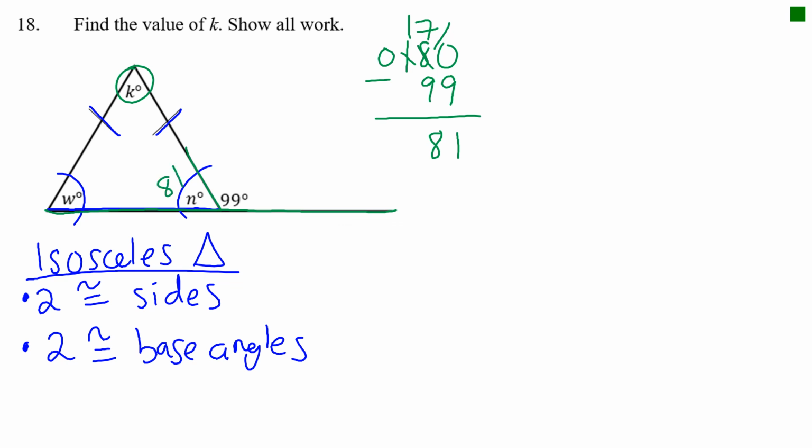However, again, this is an isosceles triangle, so both base angles have to be identical. So we go ahead and say, all right, W must be 81 degrees as well. Now, we still need to find the top angle K, but the 3 interior angles, K, W, and N of any triangle should always add up to 180. So we're going to add the bottom 2. We're going to take 81 plus 81. That's going to give us 2, 8 and 8, 16, so 162.